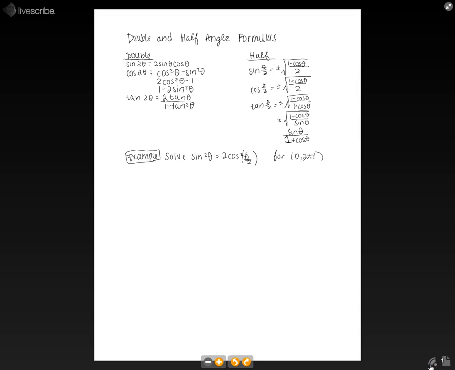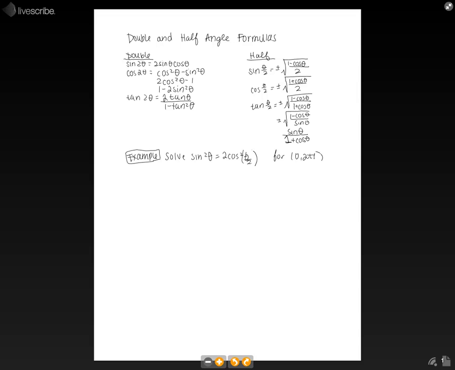In this video, we're going to talk about double and half angle formulas. I've listed below the double and half angle formulas. Notice that for the cosine of 2 theta, there are 3 possible double angle formulas. And for the tangent of theta over 2, there are 3 possible half angle formulas. So let's do an example to see how we can apply these formulas.